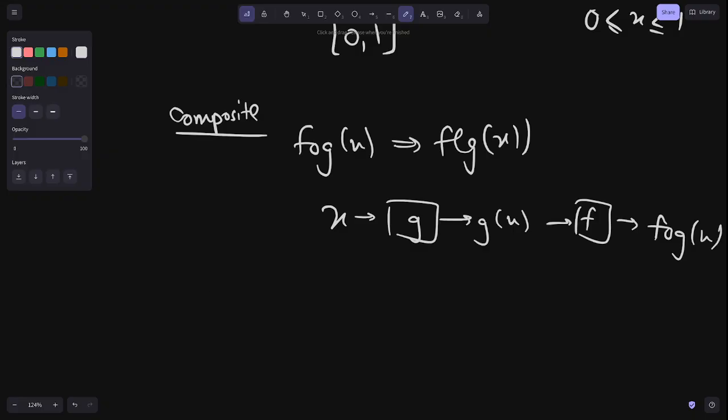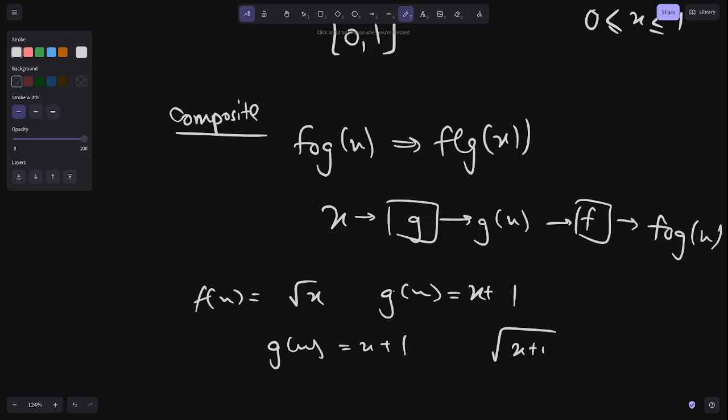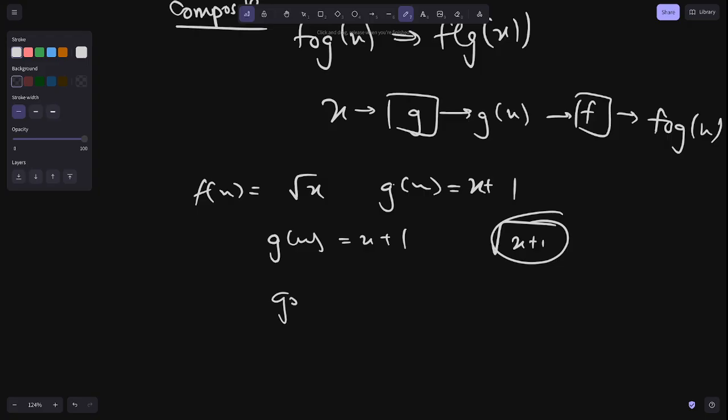So let's say we have f of x is equal to root x, g of x is equal to x plus 1. If you do fog of x, what will it be? First g of x is x plus 1. Then f over this, so root of x plus 1 will be your answer. Now if you do gof of x, it will be root x plus 1. Very simple to understand, right?